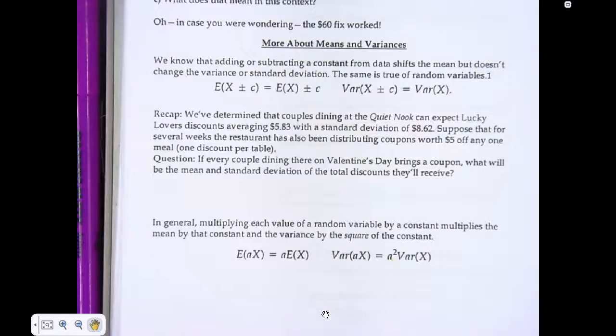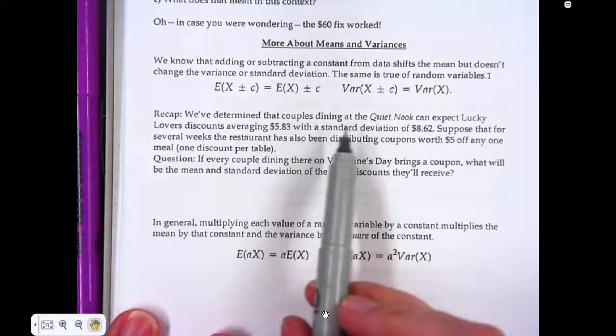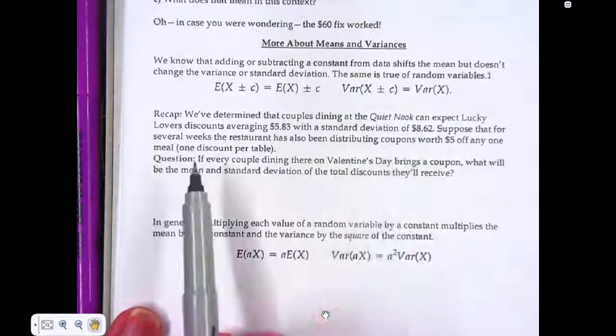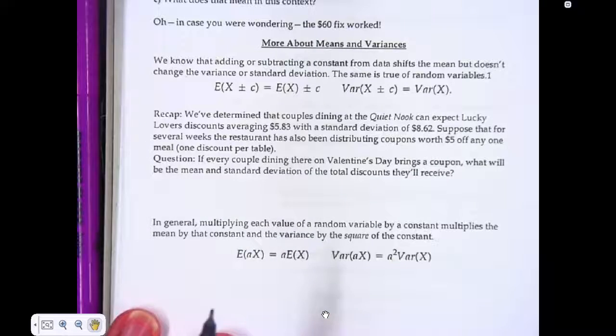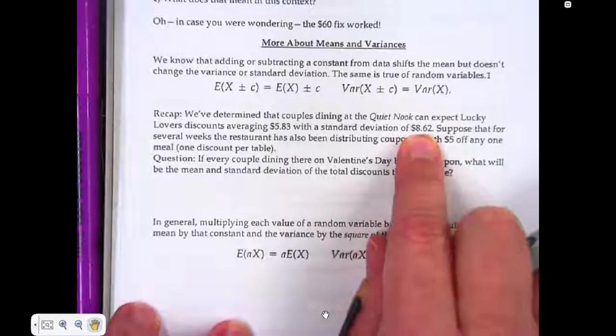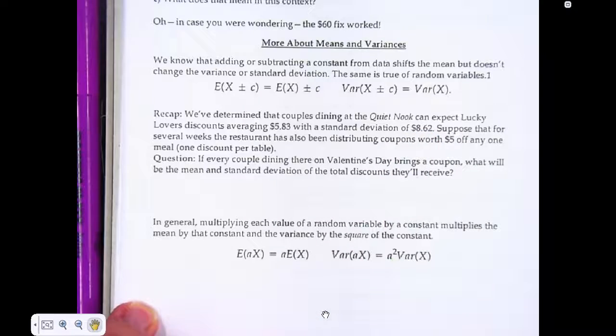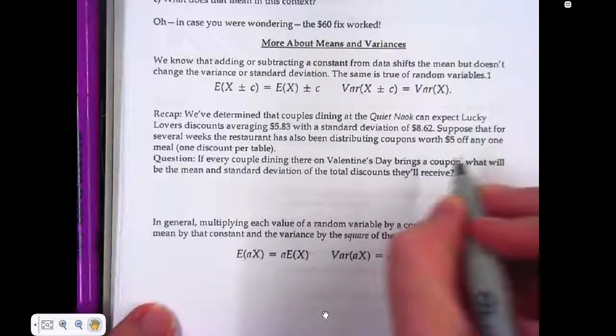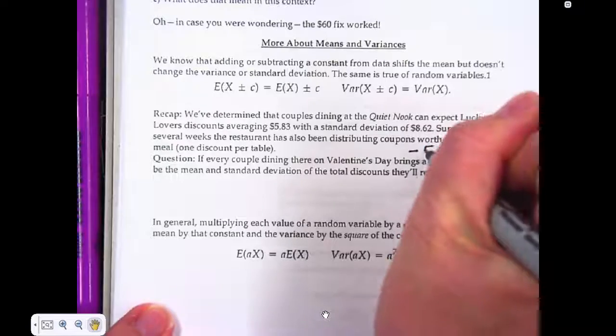So I have a situation. We've determined that the couples dining at the Quiet Nook can expect Lucky Lovers discounts averaging $5.83. The standard deviation for that was $8.62. Suppose that for several weeks, the restaurant has also been distributing coupons worth $5 off any one meal. So that's a discount per table. If every couple dining there on Valentine's Day brings a coupon, what will the mean and the standard deviation be? Right here it's $5 off, so really what you have there is minus 5.